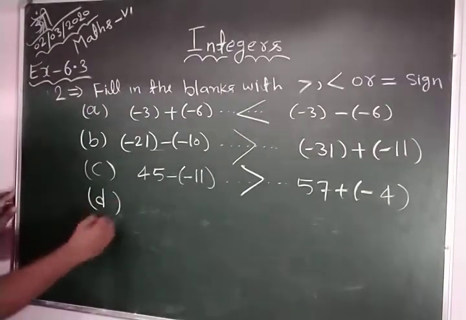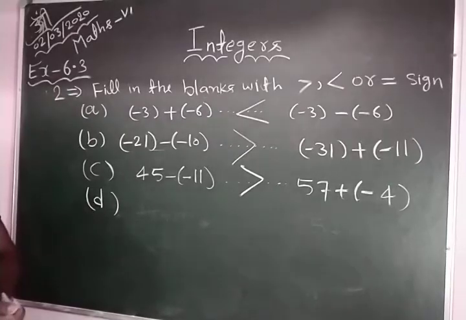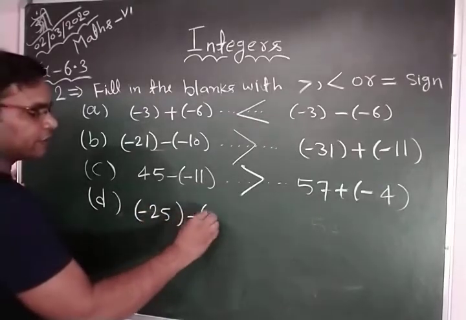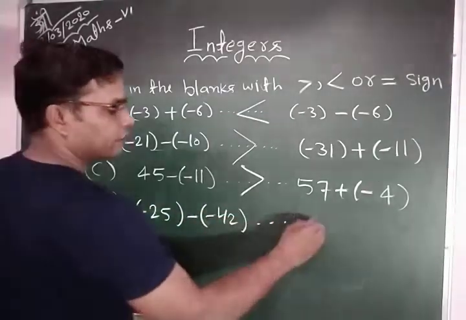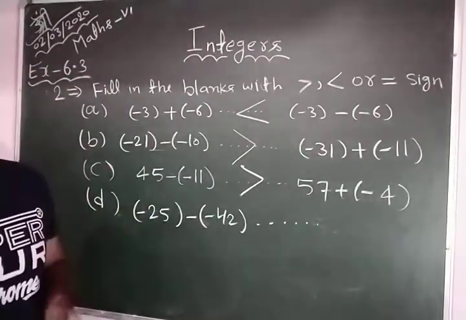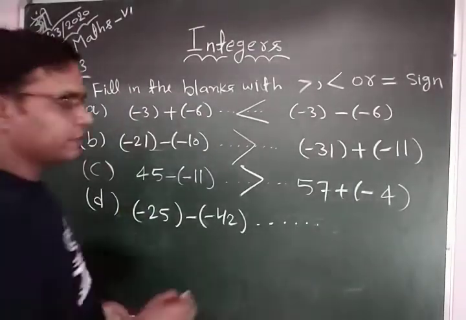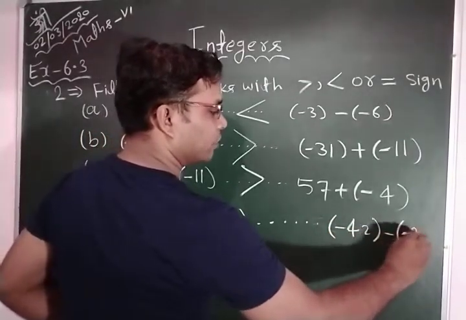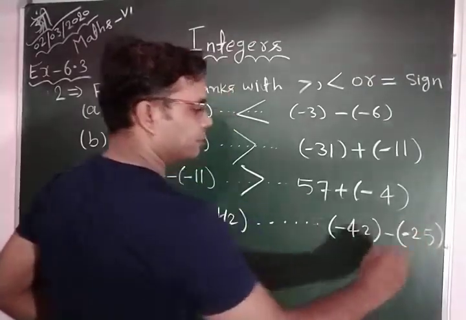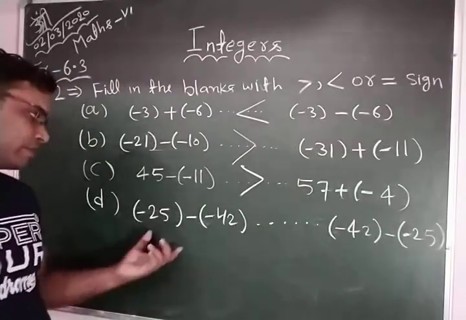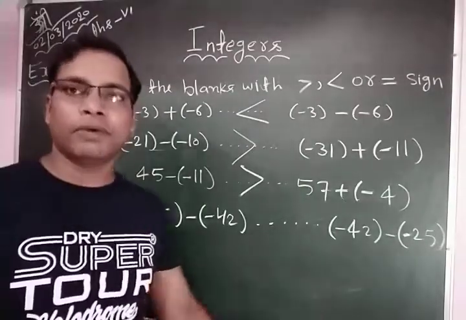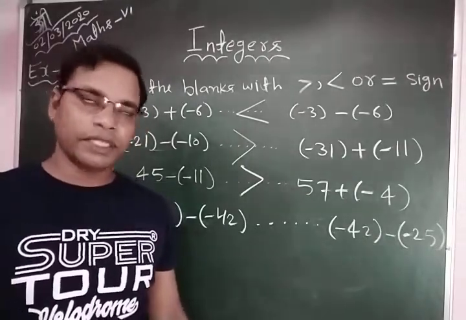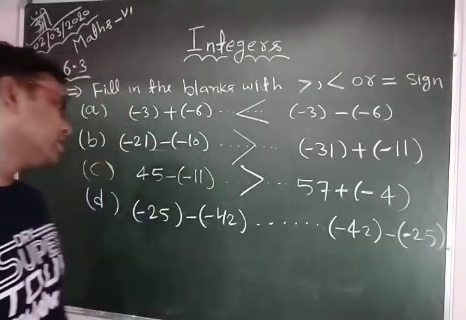This is D part. Okay. Minus 25 minus minus 42, blank, and after this is given minus 42 minus minus 25. This is given. Okay. So first we solve both sides one by one. After this we compare them and we are able to take the decision who is greater, who is less, or whether both are equal. Okay, so let's see.